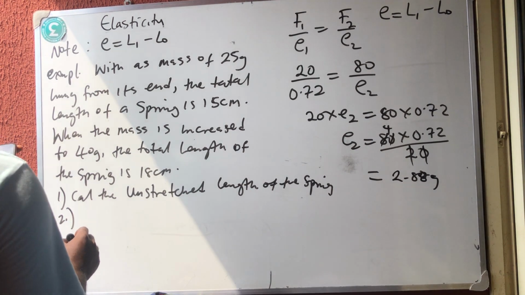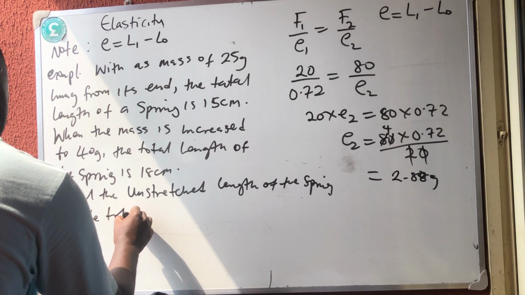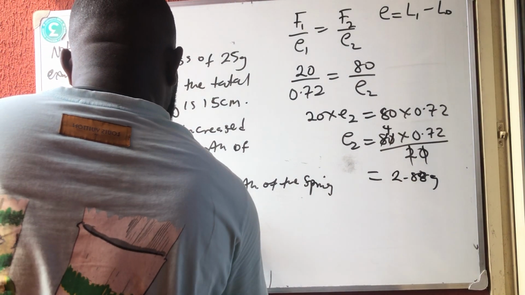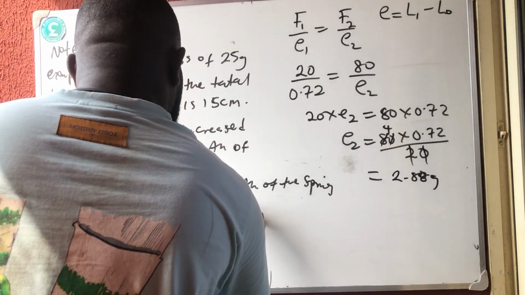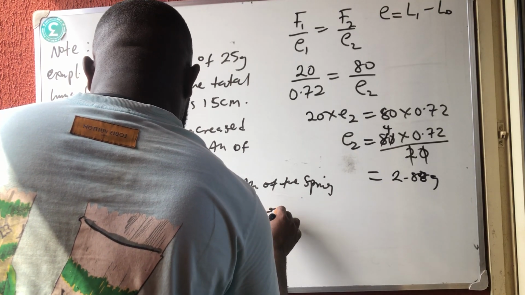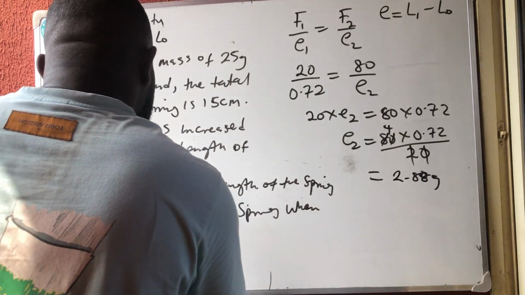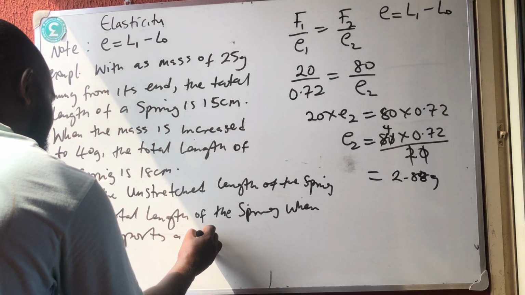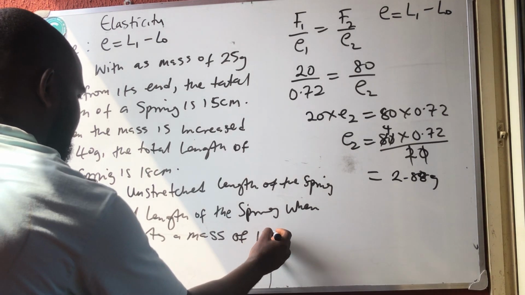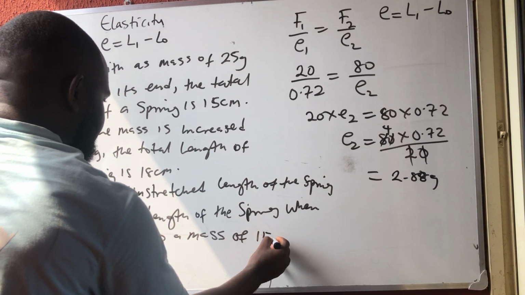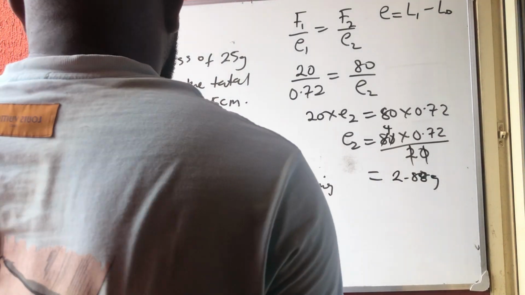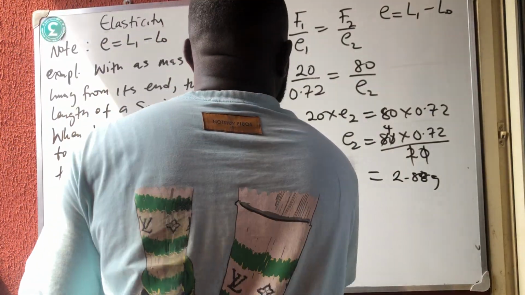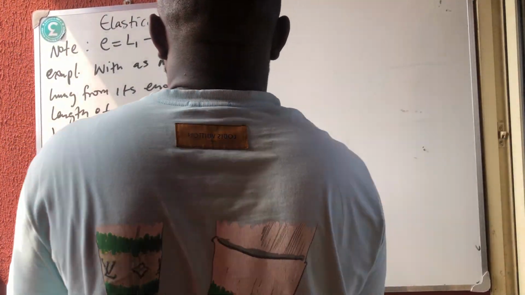Number 2, the total length of the spring when it supports a mass of 15 gram. Okay, so very simple. So what do we do now? Solution. It's a very simple question.